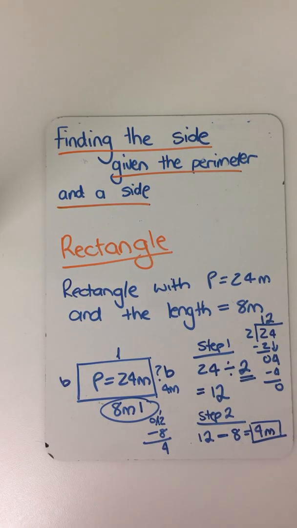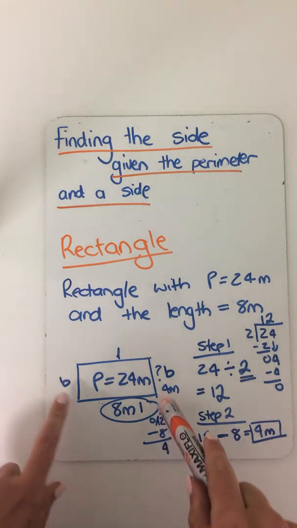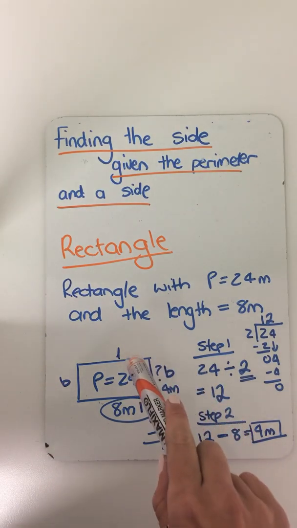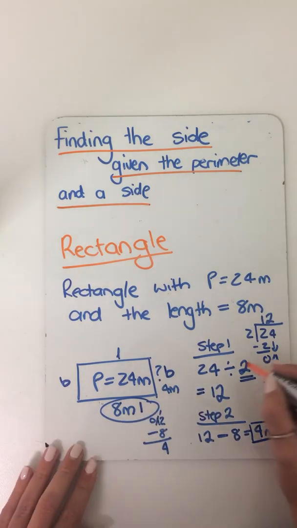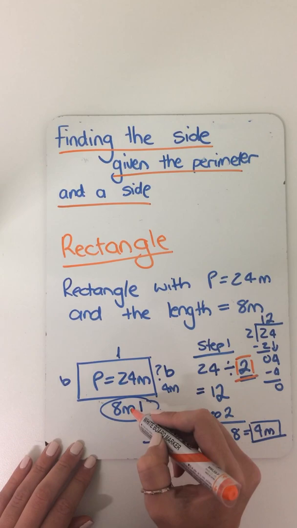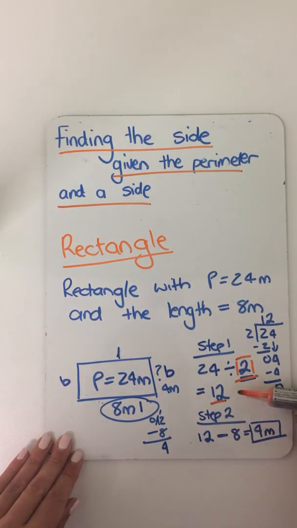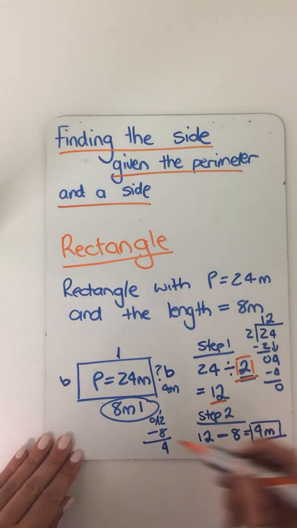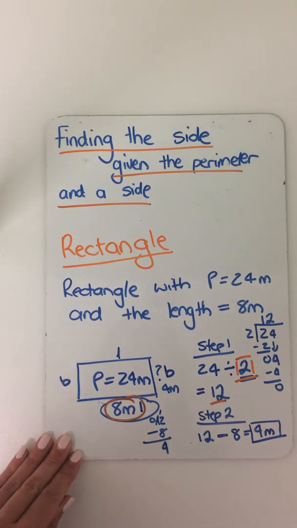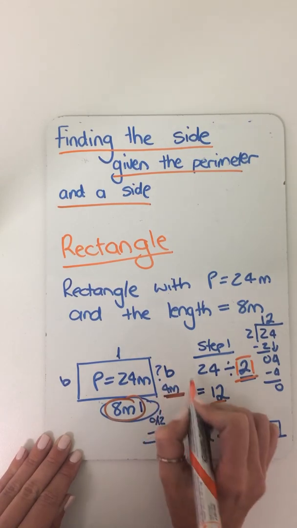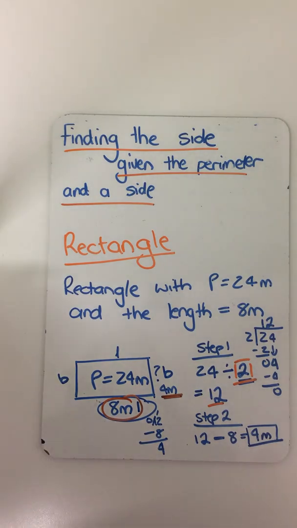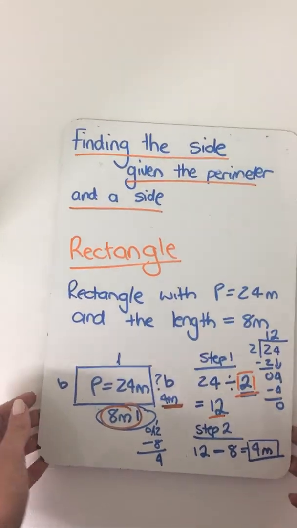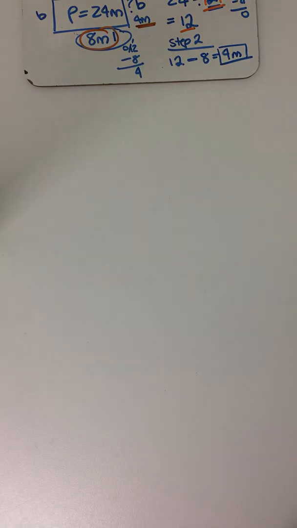So just to make sure that we understand, when you have a rectangle and you have the perimeter, you have one side and you need to find the other side, the first thing that you have to do is divide by 2, because there are two lengths and two breadths. Once you have your answer, you take that answer and you minus the side that you have, which is 8 in this case. So 12 minus 8 equals 4. The missing side that I'm looking for is 4 meters long. Right, if you understand this clearly, we're now going to move on to a square.